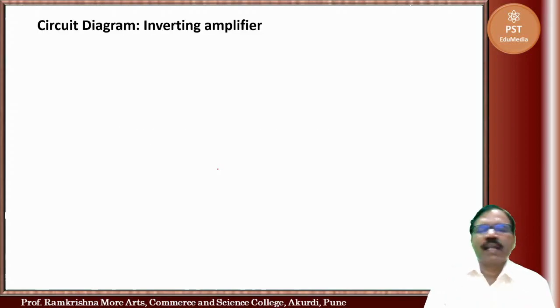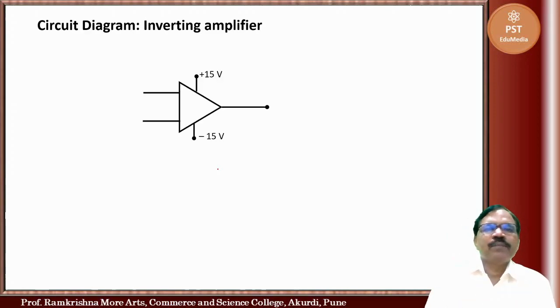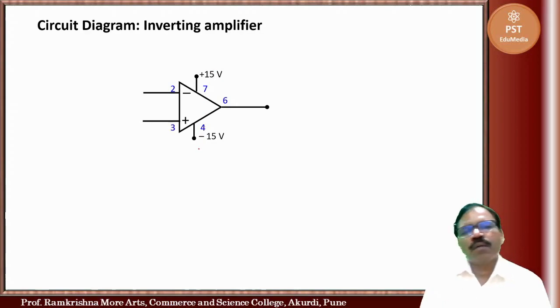So what is the circuit diagram for the inverting amplifier? Now see here, this is the symbol for the inverting operational amplifier. For 741 these are the pin numbers. Pin number 2 is the inverting terminal, pin number 3 is the non-inverting terminal, pin number 6 is the output, 7 is connected to plus VCC, 4 is connected to minus VCC.